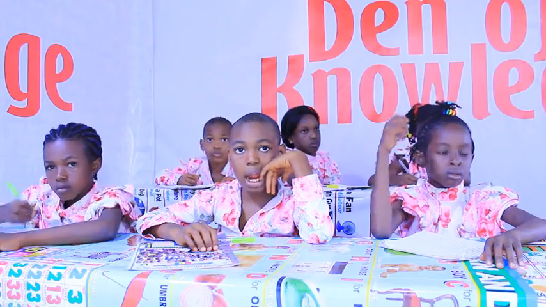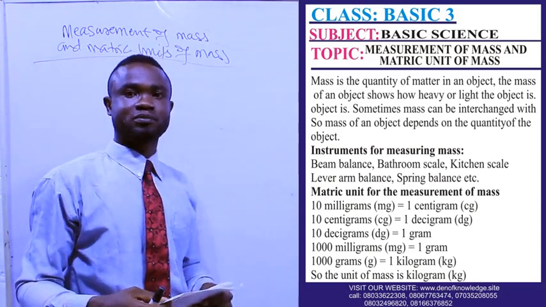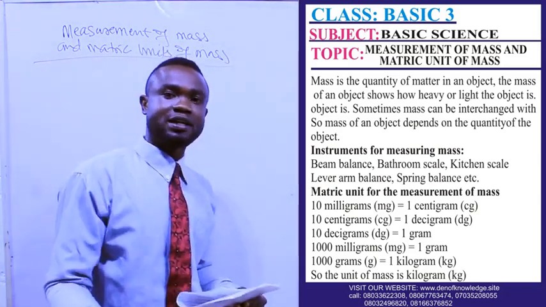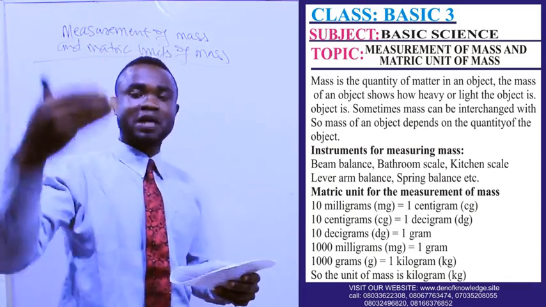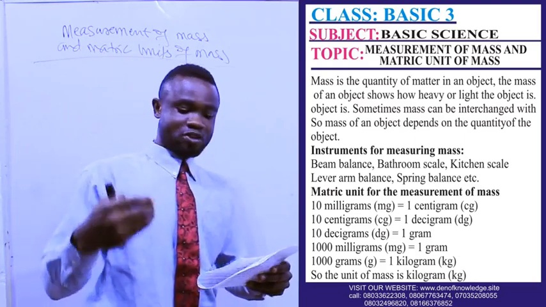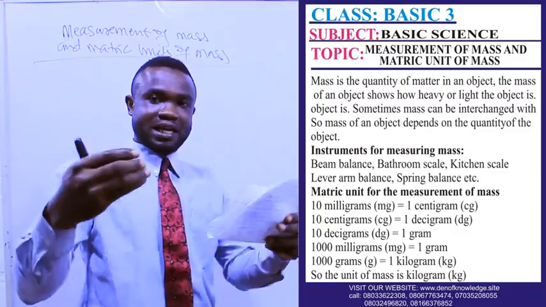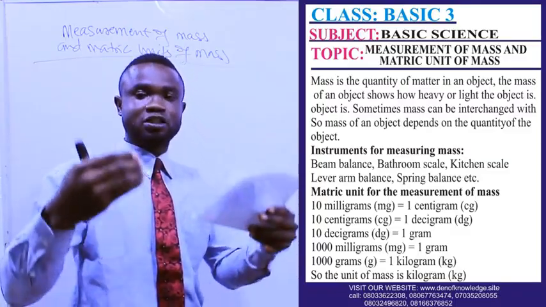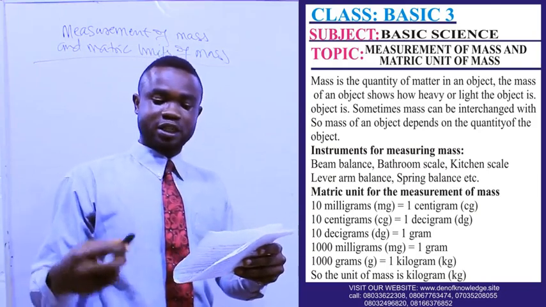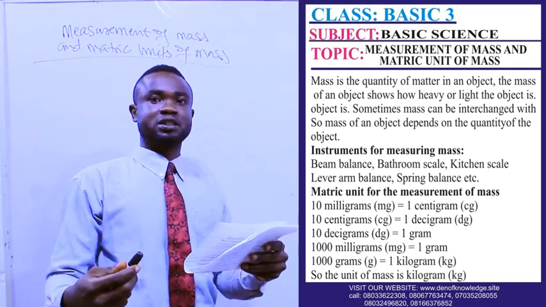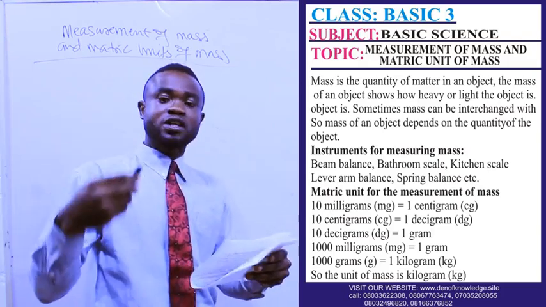Mass can be defined as the quantities or numbers of matter. The mass of an object is shown by its weight. So the mass of an object depends on the quantity of the object.